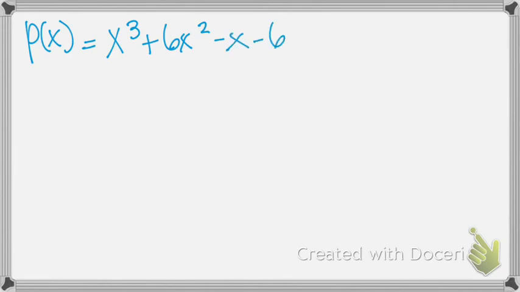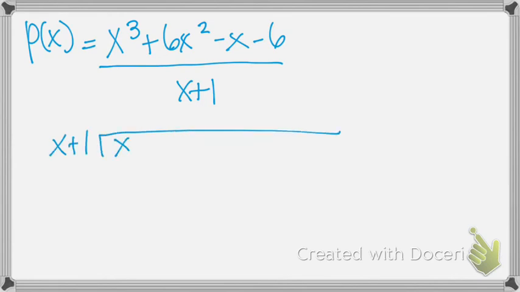Okay. So it tells us that P of x is equal to x cubed plus 6x squared minus x minus 6. So on part A, we're dividing this by x plus 1. So first, all we're doing is the long division. Now, remember, first term on the inside divided by first term on the outside. X cubed divided by x leaves me with an x squared. Then we multiply.